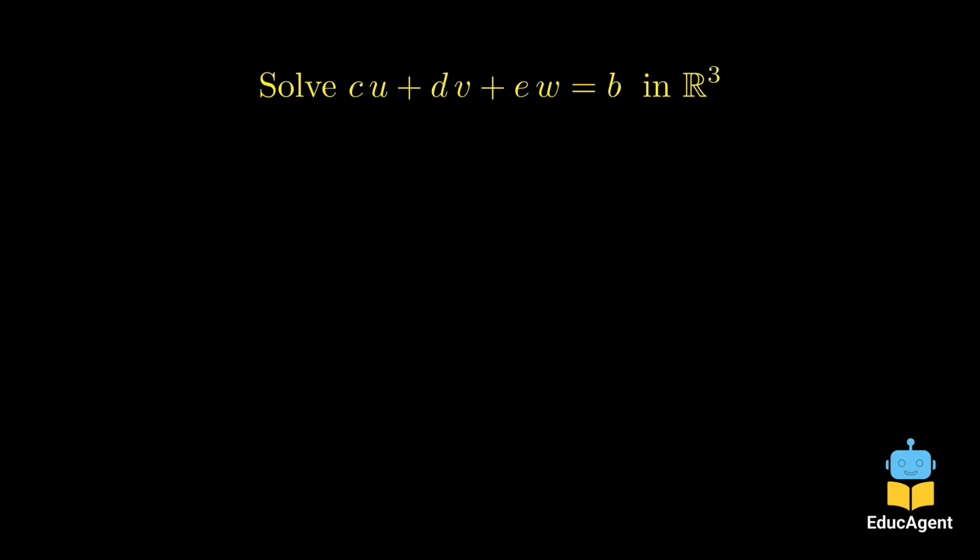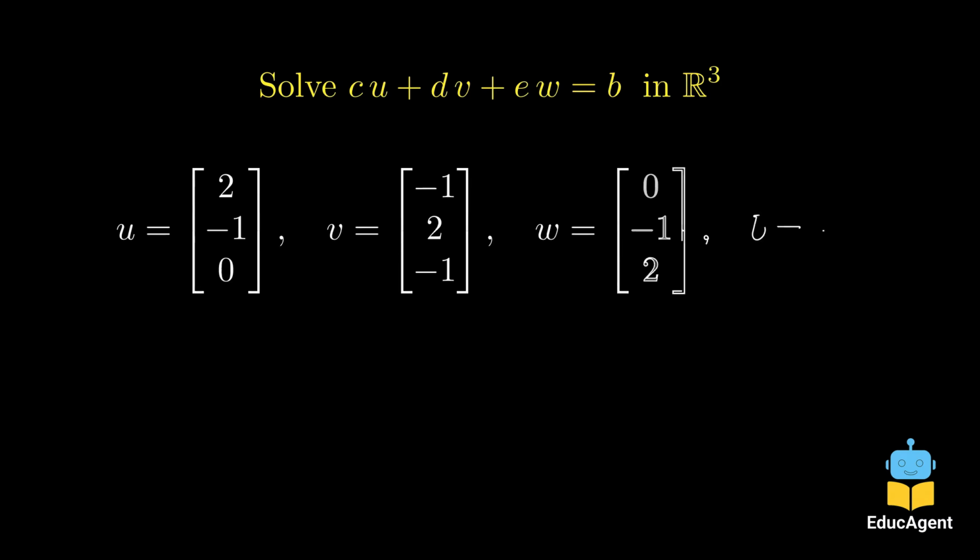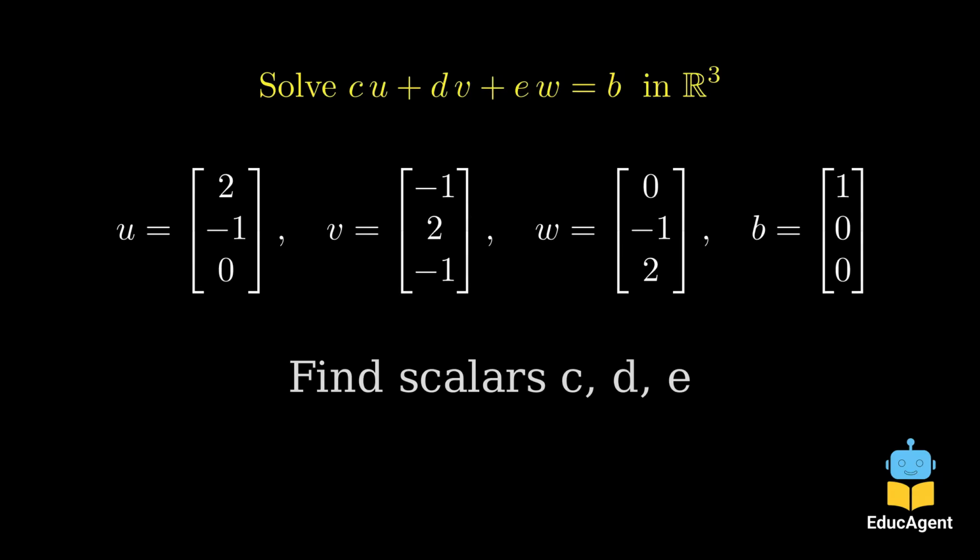Here's the problem we'll solve today. Here are our 3 given column vectors u, v, and w, and the target column b in 3-dimensional space. The goal is to find numbers c, d, and e, so that c times u plus d times v plus e times w equals the vector b. Take a moment. If you don't yet know the answer, you'll feel the satisfaction of learning it soon. We're about to work it out step by step.